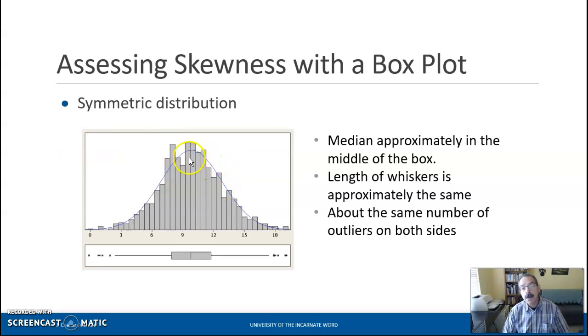All right, so if you have a symmetric distribution, then you will see that the median is very much in the middle between the first quartile and the third quartile. Also, the whiskers are about the same length. And if you have any outliers, you may see outliers on the left and on the right. The fact that you have the median in the middle of the box and the whiskers are about the same size, that's telling you that you have a frequency distribution that is approximately symmetric.